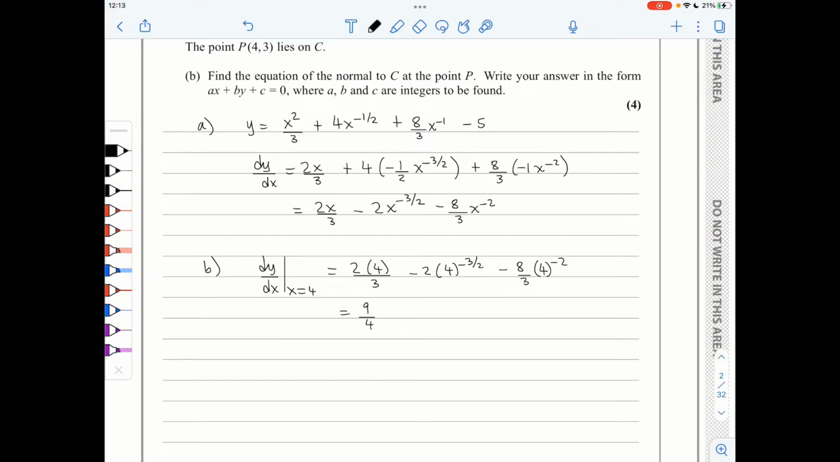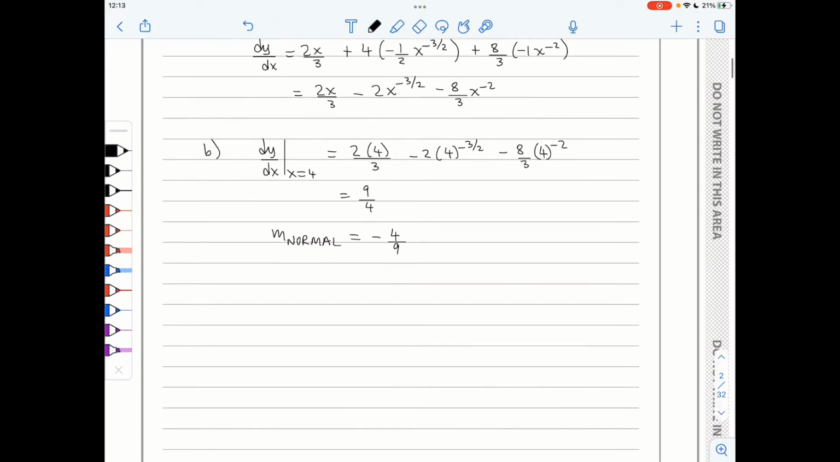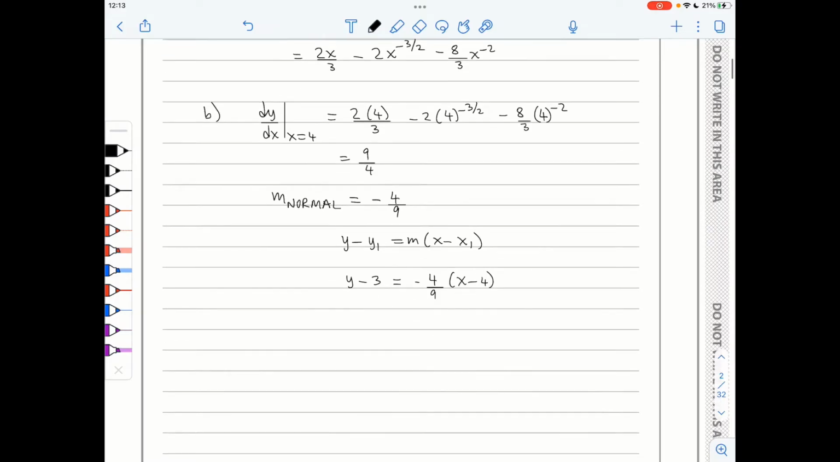Remember, we're trying to find the gradient of the normal, so the normal is perpendicular to the tangent, and therefore I flip and I change sign. The gradient of the normal is minus 4 over 9, and then y minus y1 is m(x minus x1), y minus 3 is minus 4 over 9 brackets x minus 4. I will cross multiply to get 9y minus 27. I will expand the right hand side into minus 4x plus 16, and then collect everything on the left. 9y plus 4x minus 43 is 0.